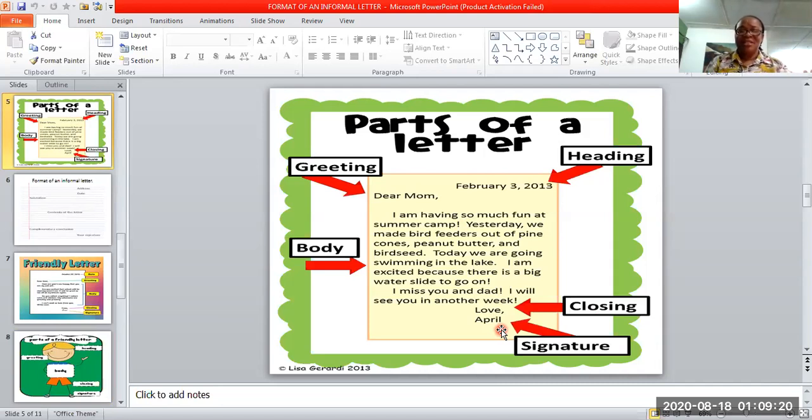The greeting is on the far left hand side. The body of your letter is the message you intend to send. The closing is when you say, love from, best wishes. You can decide to close your letter in any manner, yours sincerely, and the signature is the name of the writer of the letter. Are we clear? So observe how it is arranged and then we move on.